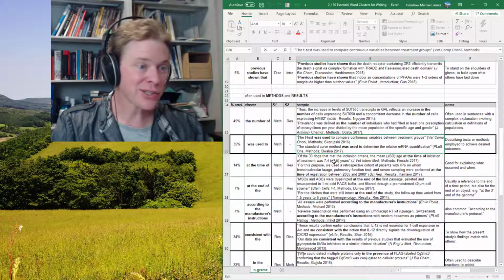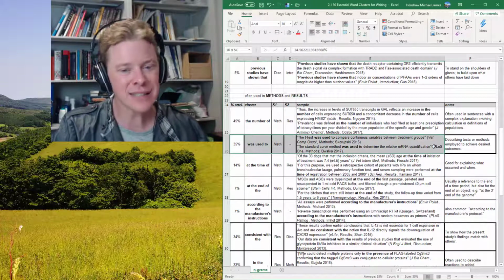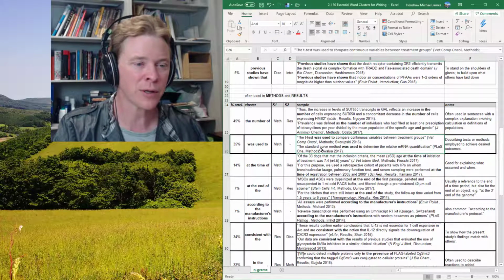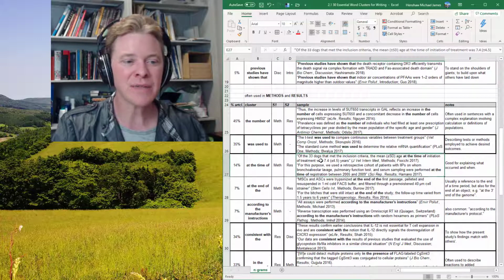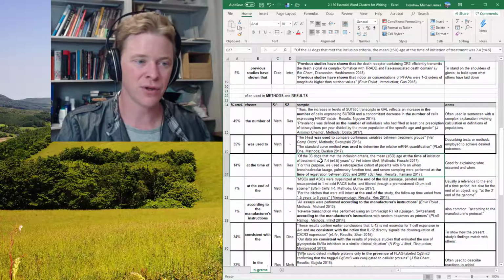This is especially common in the methods section, and it seems like people think using the passive voice is more formal. I believe this is a debate. I don't think that there's any perfect answer on this one.